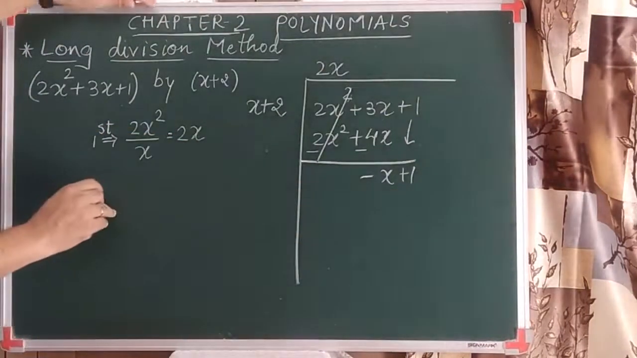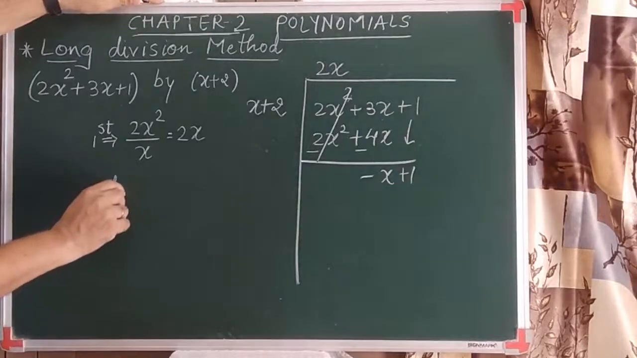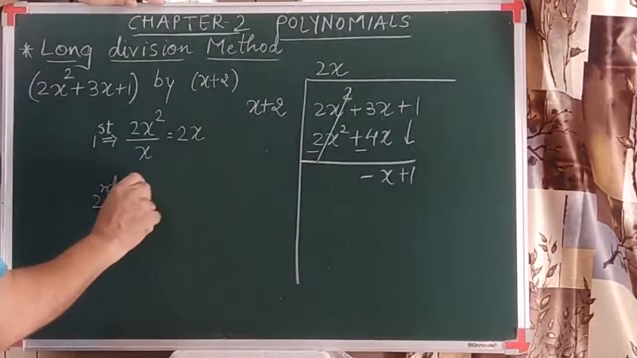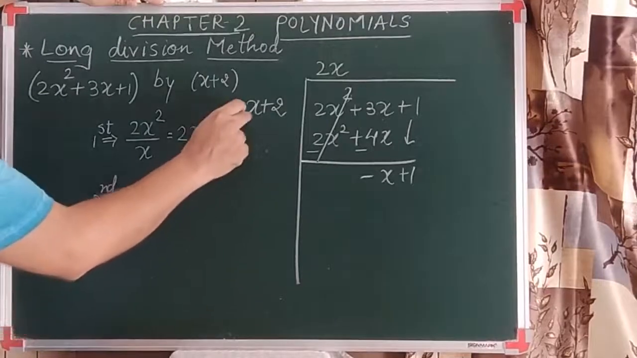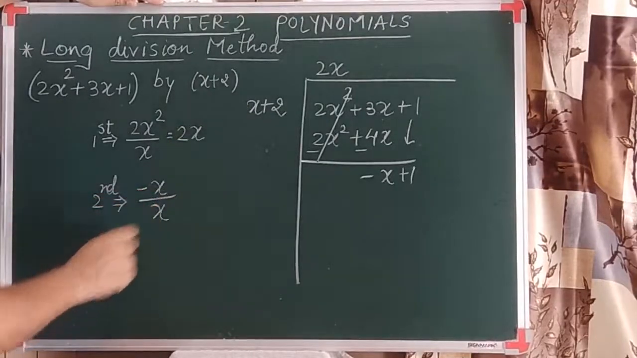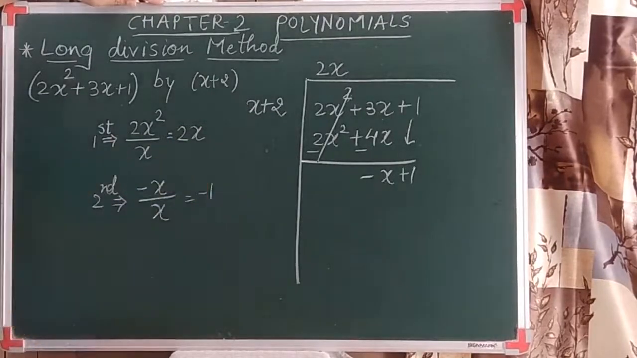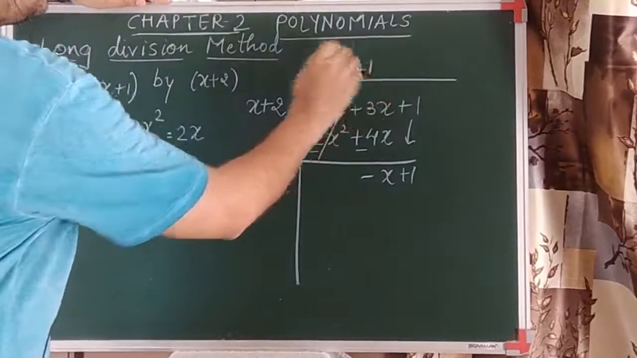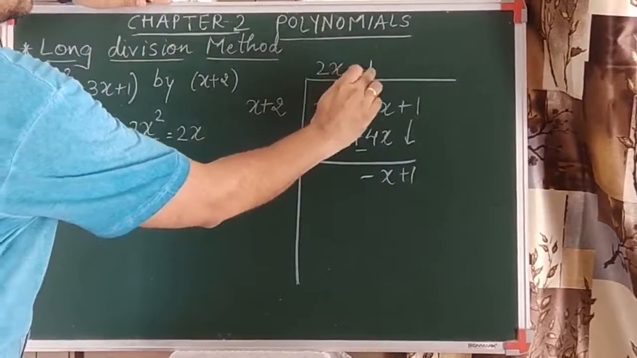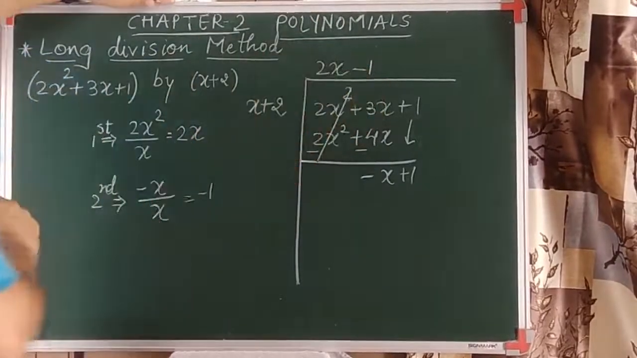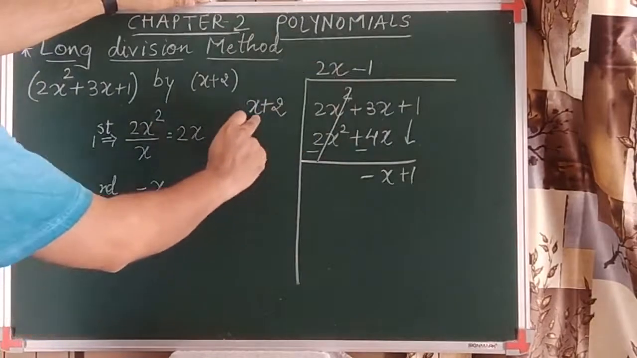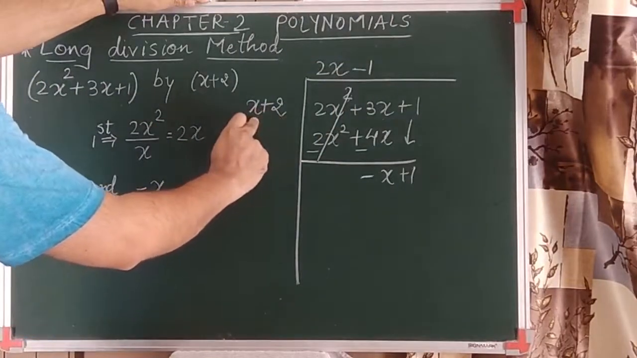So let's obtain the second quotient. How to obtain the second quotient? Again, the first term of the dividend should be divided by the first term of the divisor. As x will cancel, we will obtain minus 1. So here it should be minus 1. Now forget this one, 2x. We should look at this minus 1. Now this quotient minus 1 which we obtained here should be multiplied with both the terms of the divisor.